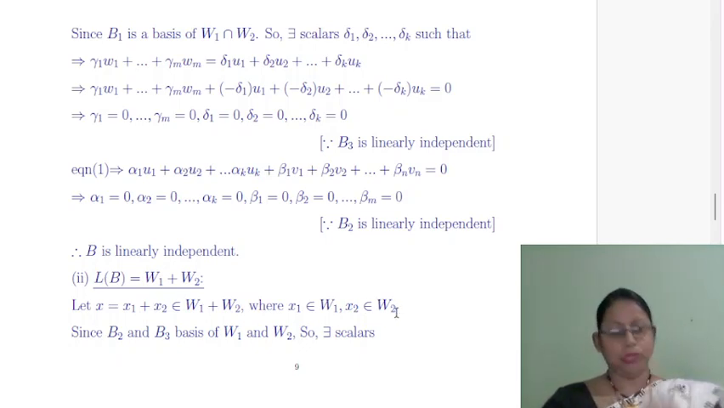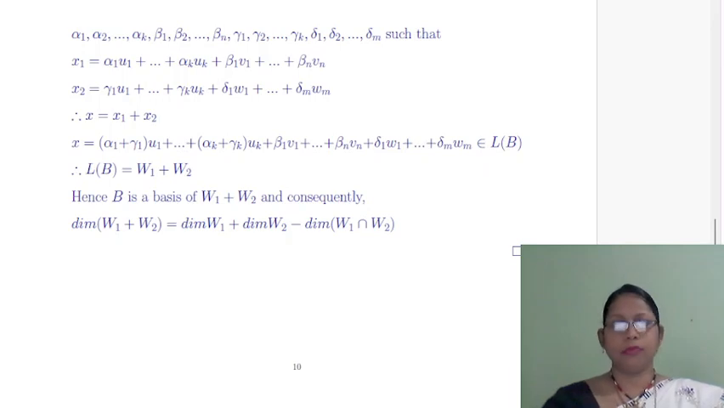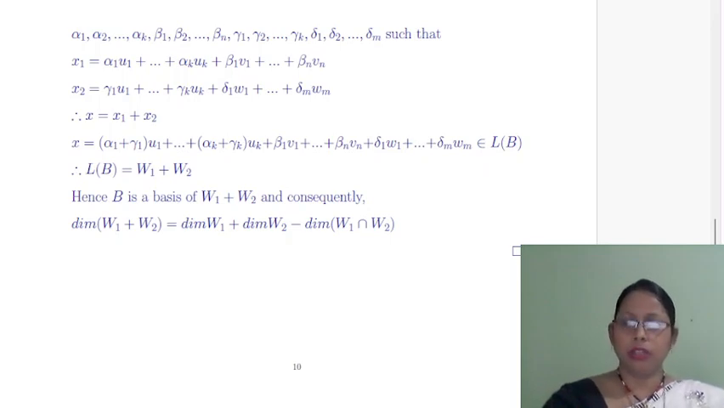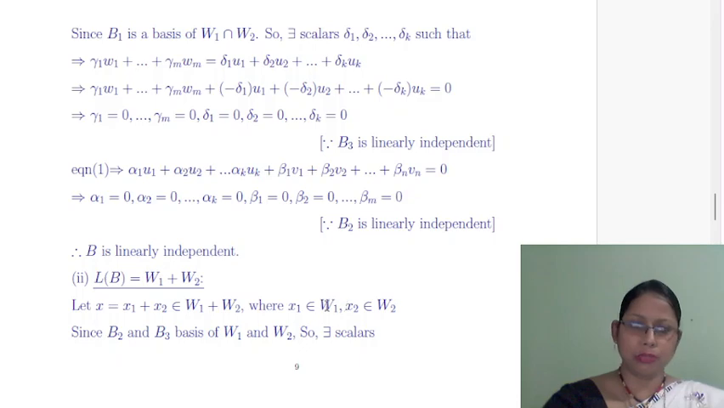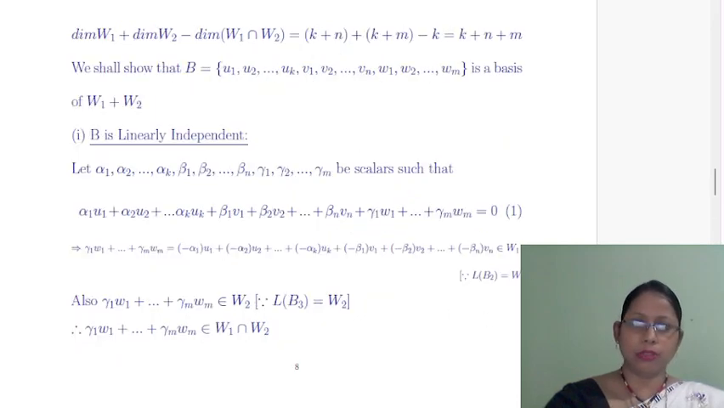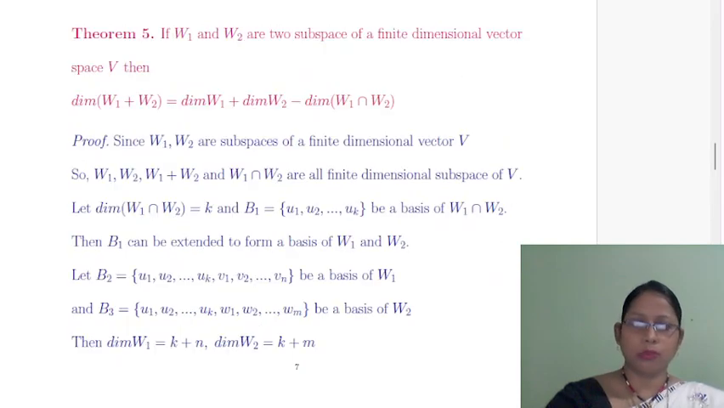Since B2 and B3 are bases of W1 and W2, there exist scalars alpha 1, alpha 2 up to alpha k, beta 1, beta 2 up to beta n, gamma 1, gamma 2 up to gamma k, delta 1, delta 2 up to delta m such that x1 is a linear combination of B2, as x1 belongs to W1 and B2 is a basis of W1. So x1 can be represented as a linear combination of these elements with the help of the set of scalars.